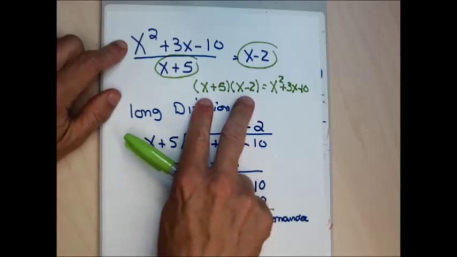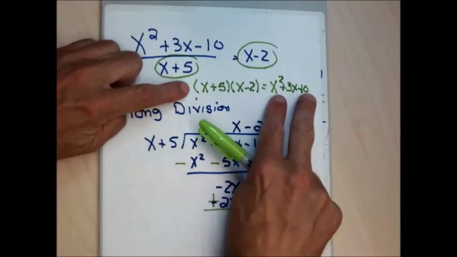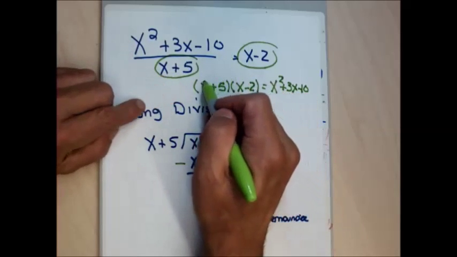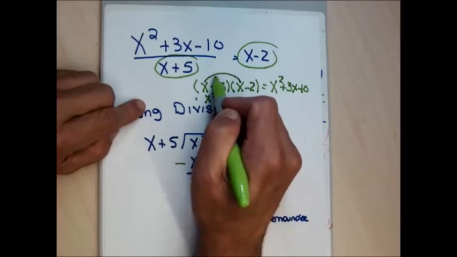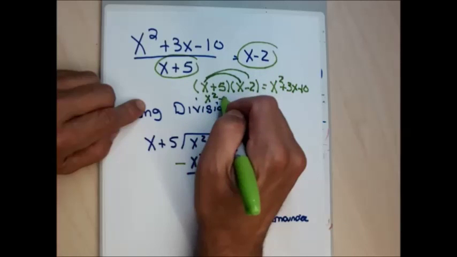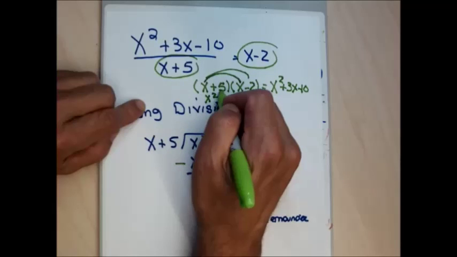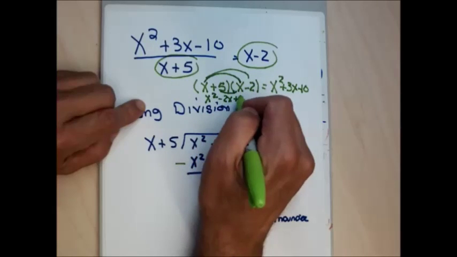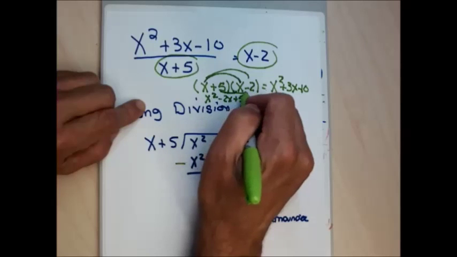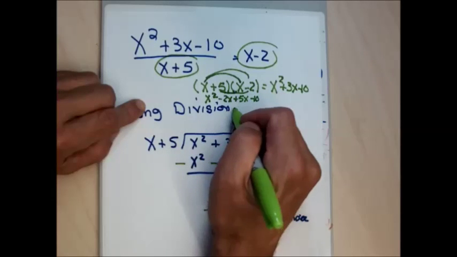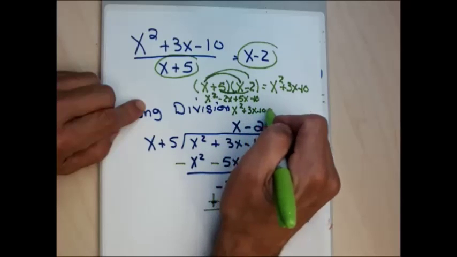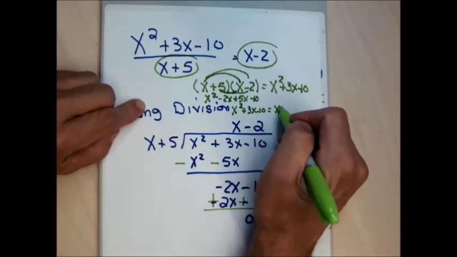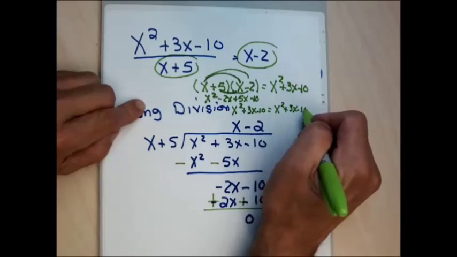If I multiply this out right here, it's going to equal that. I'll show you this real quickly. If I multiply this out by doing firsts are x times x, x squared, outers are x times minus 2, minus 2x, inners are 5 times x, plus 5x, last are 5 times minus 2, which is minus 10. I get x squared plus 3x minus 10, which equals the numerator of x squared plus 3x minus 10.